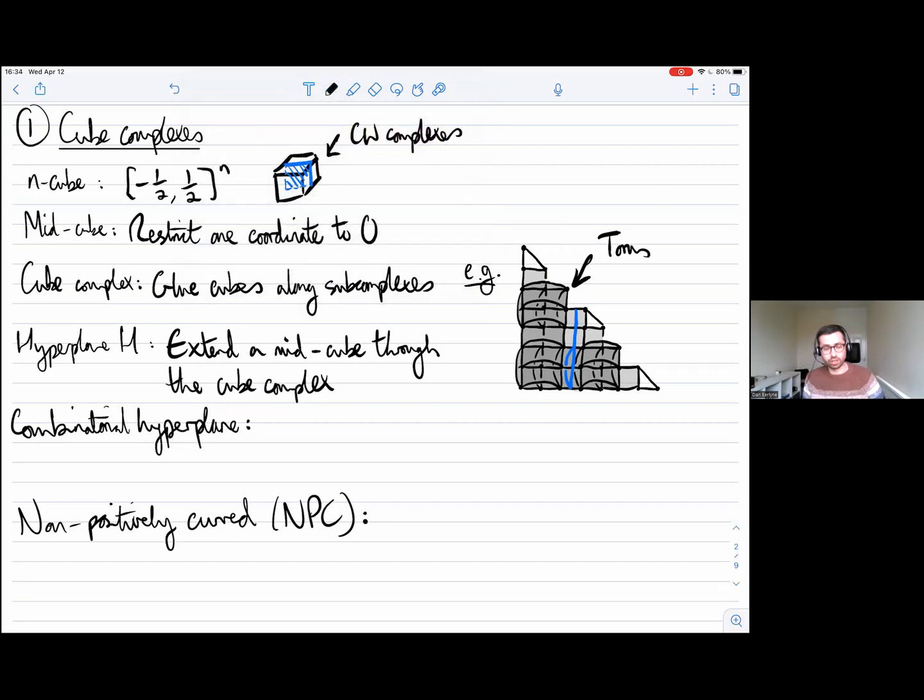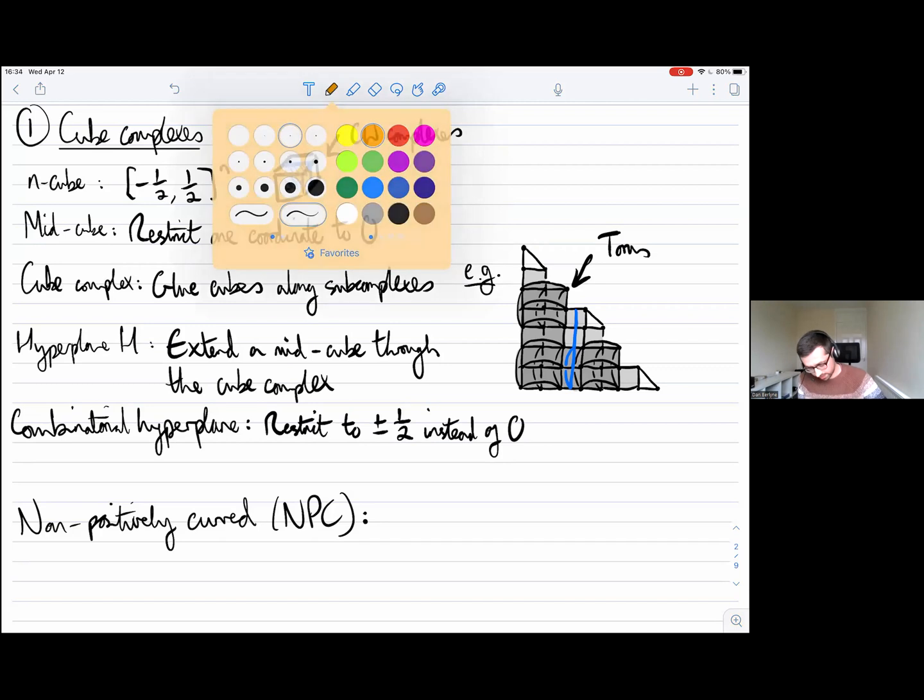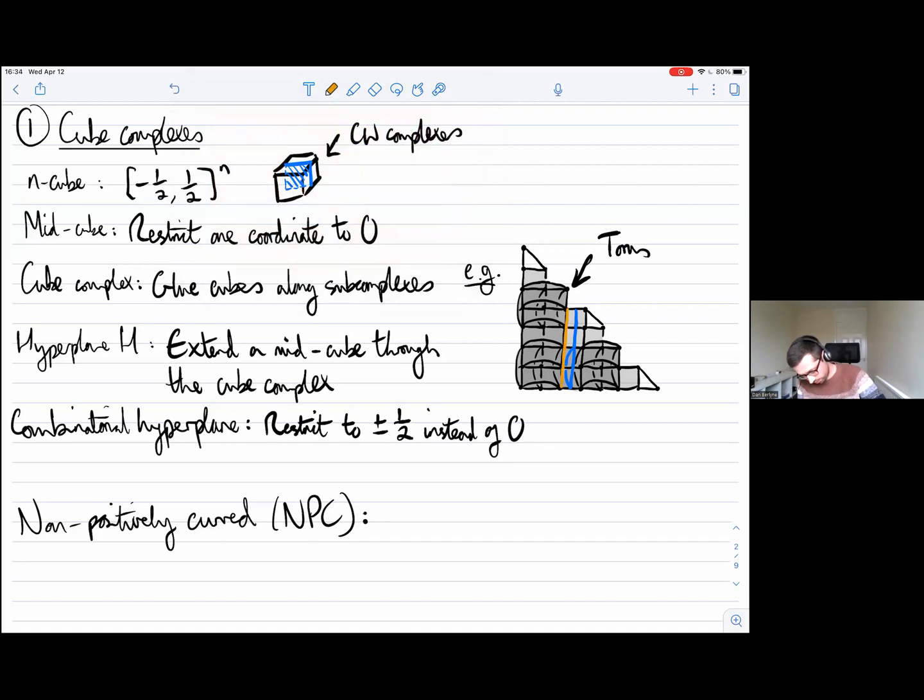We also have a notion of a combinatorial hyperplane, which is exactly the same, except when constructing the mid-cubes, you restrict to plus or minus a half instead of 0. So in this example here, we get 2 isometric copies of our hyperplane corresponding to restricting to plus or minus a half. And the advantage of these is that they give you copies of the hyperplane that are actually subcomplexes of your cube complex.